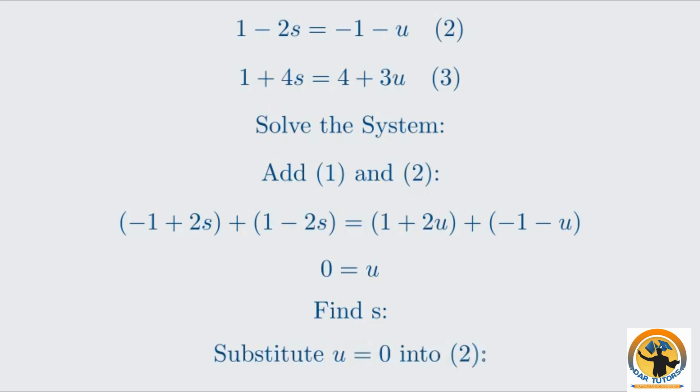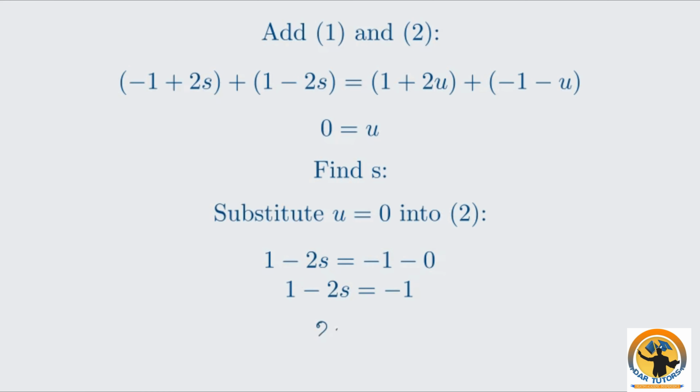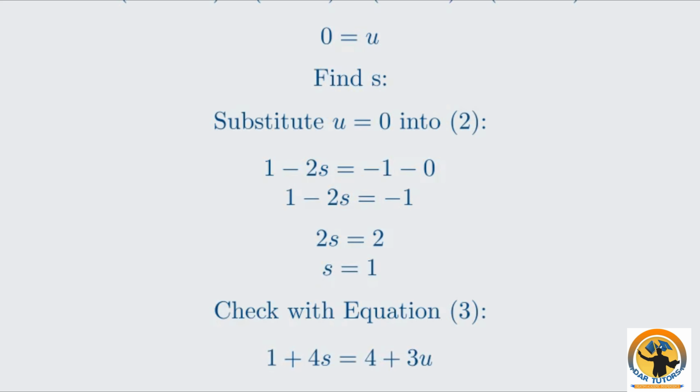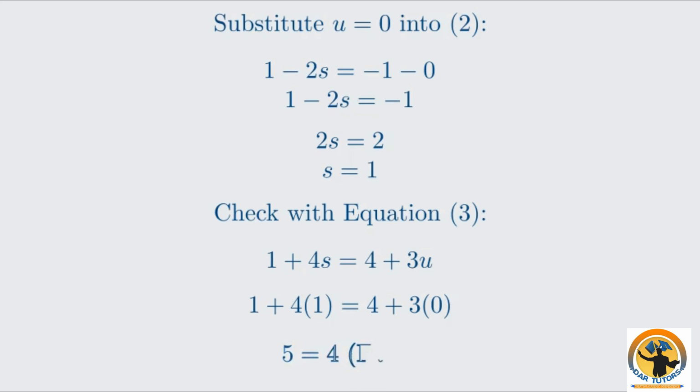Now that we have u equals 0, we can substitute it back into equation 2 to find s. 1 minus 2s equals minus 1 minus 0, which means 1 minus 2s equals minus 1. Solving for s gives s equals 1. We have found values for s and u. As before, we must check these values in the third equation, which we haven't used yet. Substitute s equals 1 and u equals 0 into equation 3. 1 plus 4 times 1 equals 4 plus 3 times 0. This gives 5 equals 4.